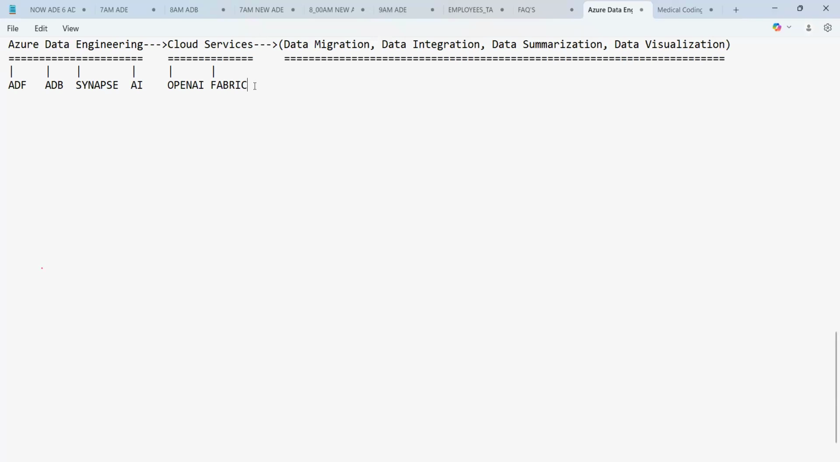Then apart from this, to perform these tasks, we use the following services: ADF, ADB, Synapse, then AI, OpenAI.